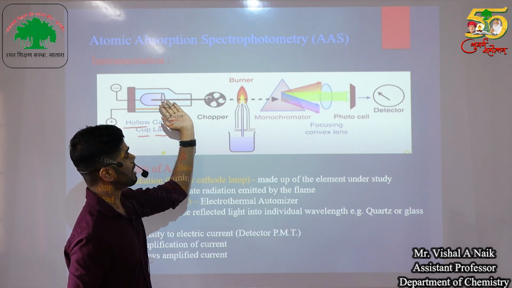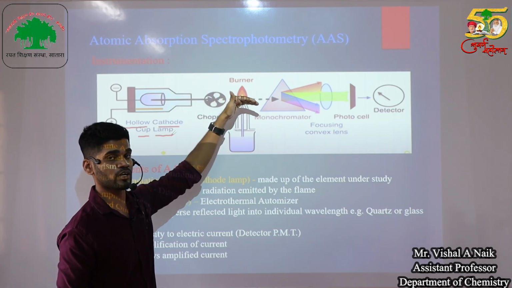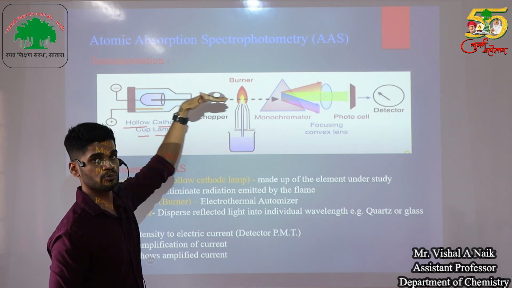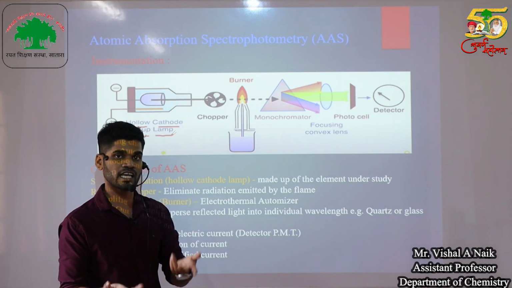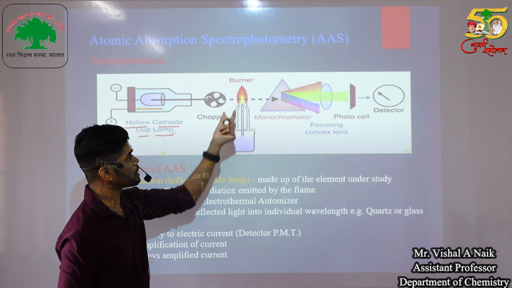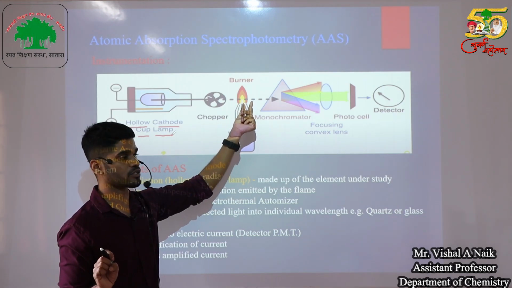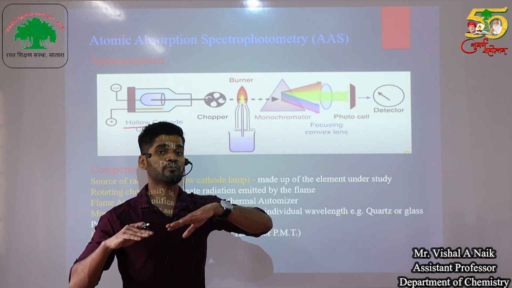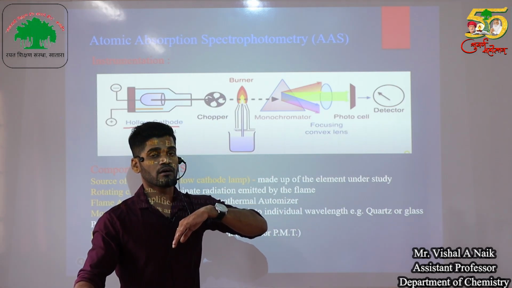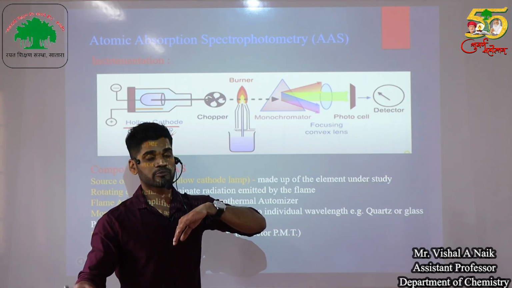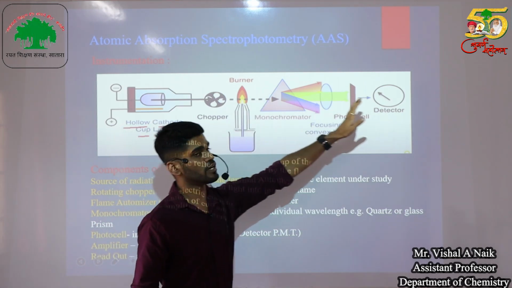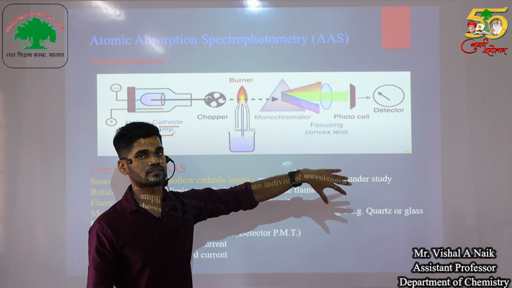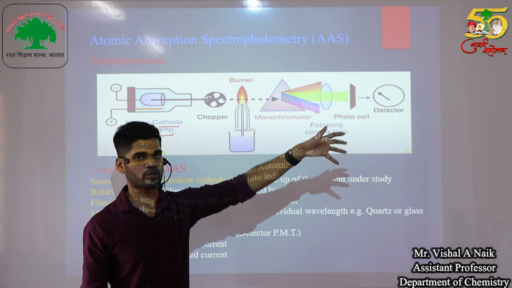The radiation comes from the hollow cathode cup lamp. If we have to determine copper, the radiation coming from that hollow cathode lamp is the same as that element, so only that element absorbs the radiation. The detector detects how much of the emitted radiation the sample does not absorb. This detector detects and differentiates it, and we get our answer in the atomic absorption spectrometer.